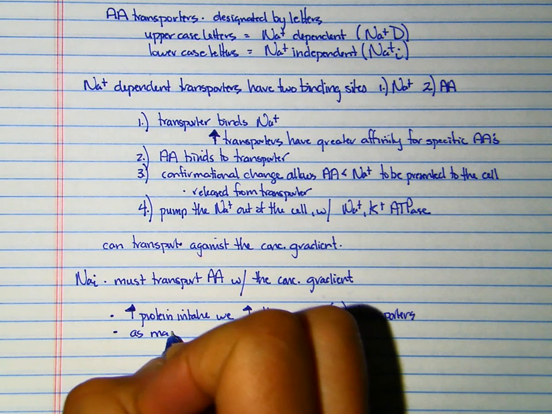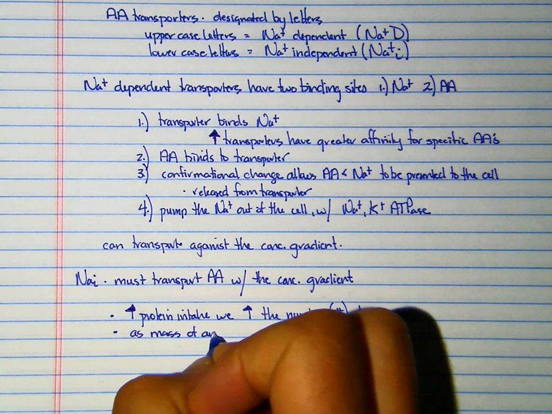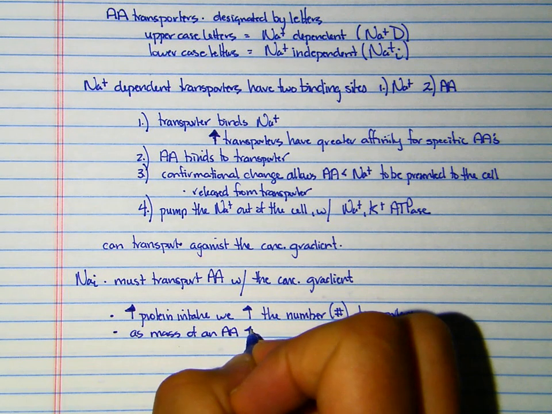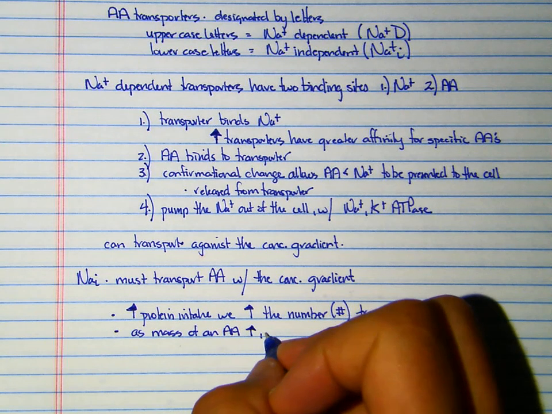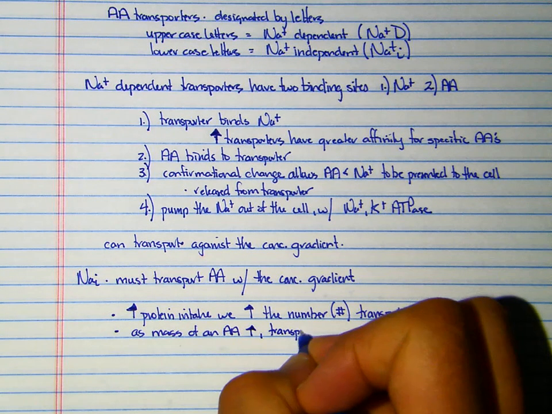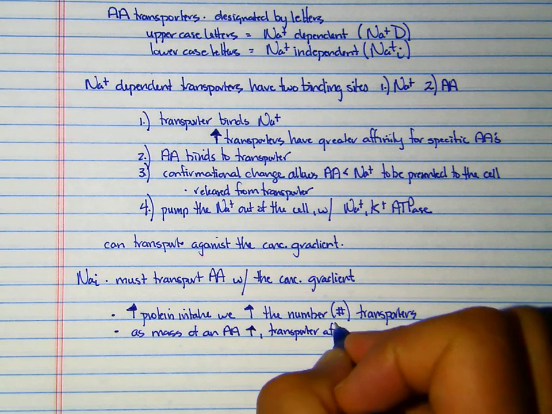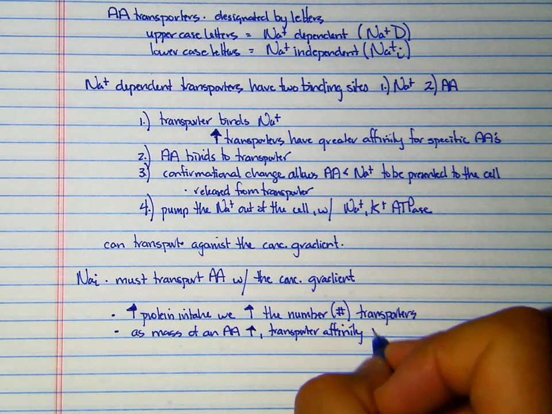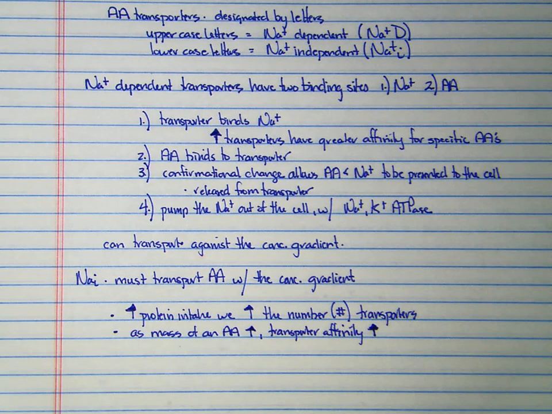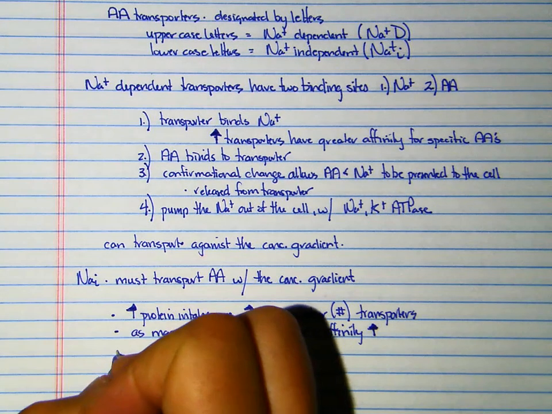As mass of an amino acid increases, transporter affinity increases. So the heavier an amino acid, the more likely the transporter is to bind it. It has a greater desire to bind it. So amino acid transporters would really like to transport me, as I am heavier than I used to be.